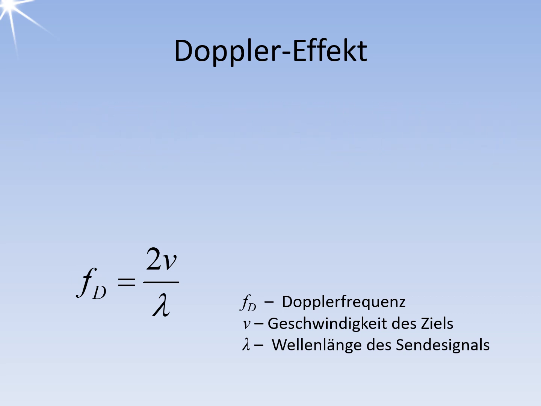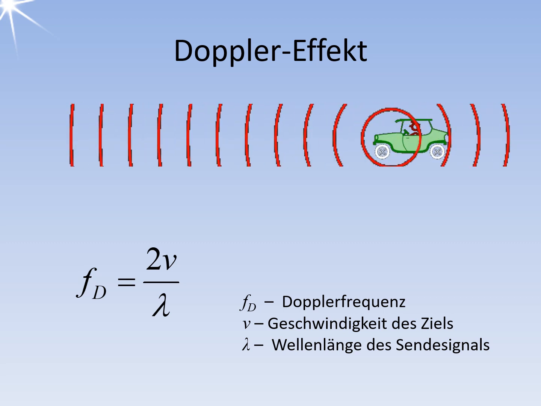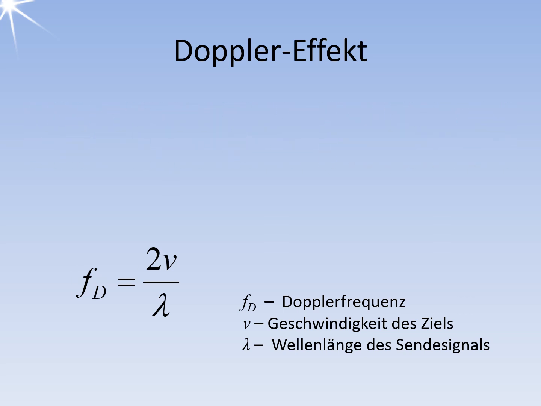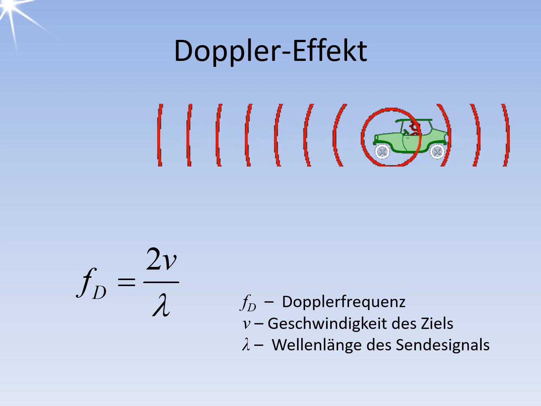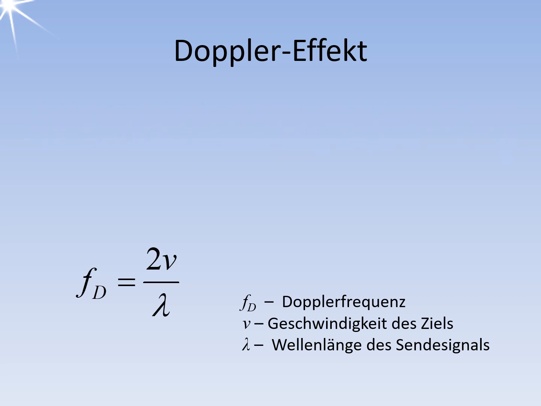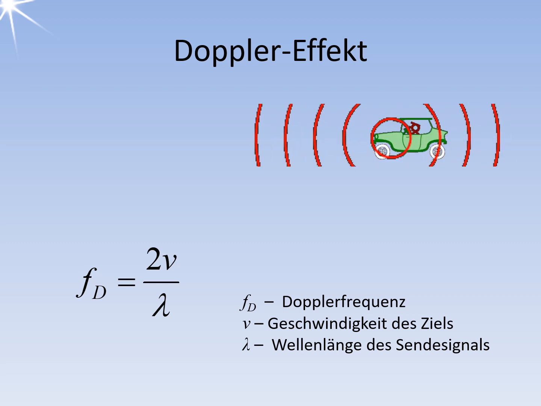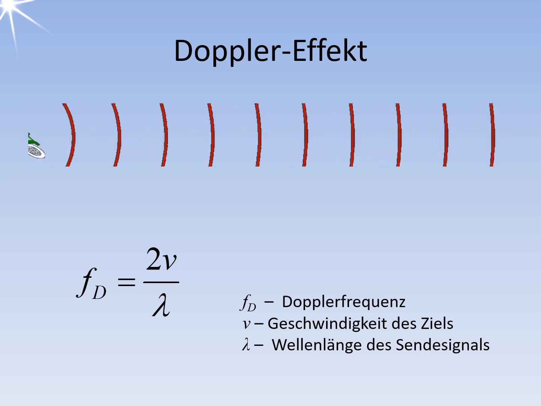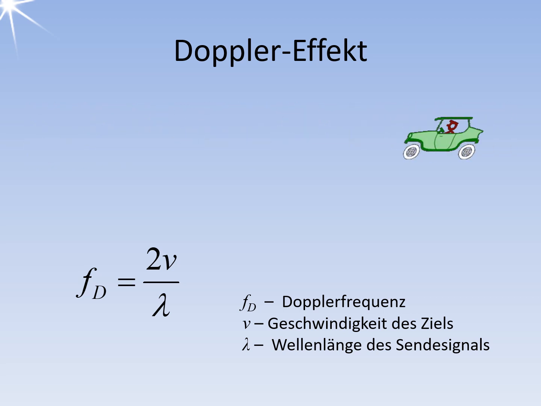The Doppler frequency can be experienced best on a fast-passing car. If the distance between the sound source and the observer is constant, then the observer hears the engine noise at a constant pitch. If the car drives toward the observer, there is a compression of the signal, which the observer perceives as a higher frequency. If the car drives past the observer, there is a stretching of the signal, which is perceived as a lower frequency. It should also be noted that the faster the car travels, the more pronounced the effect.